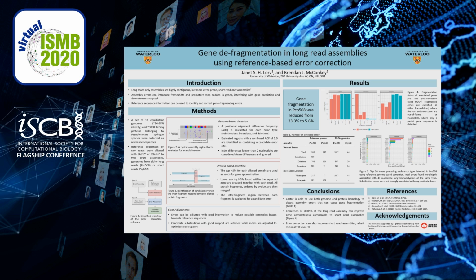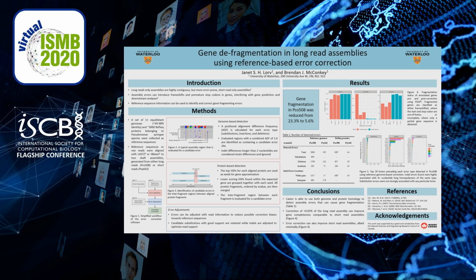Once we find all the candidate errors, we then use raw read information to determine if the candidate has read support. If there is read support, we can then determine whether we want to retain or adjust the candidate error based on the same alignment difference principle that we used in the detection stage. After error adjustments, the errors are then finalized and used to correct the draft assembly.